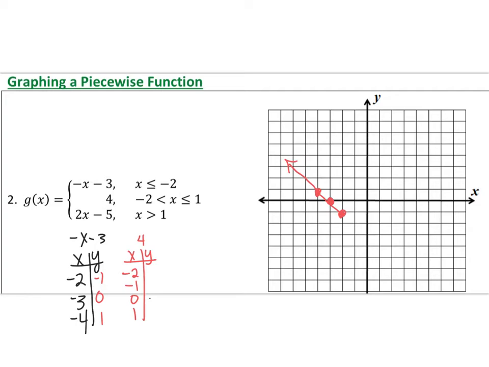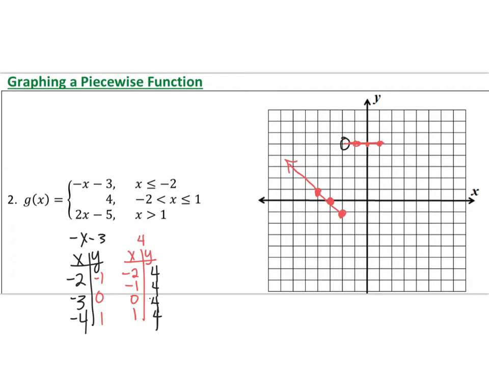Why did I pick those points? Well, I didn't. It's right here. It defines the domain. And guess what? Your y value is going to be 4 each time, because it says here that y is always equal to 4. So let's go ahead and plot those points.